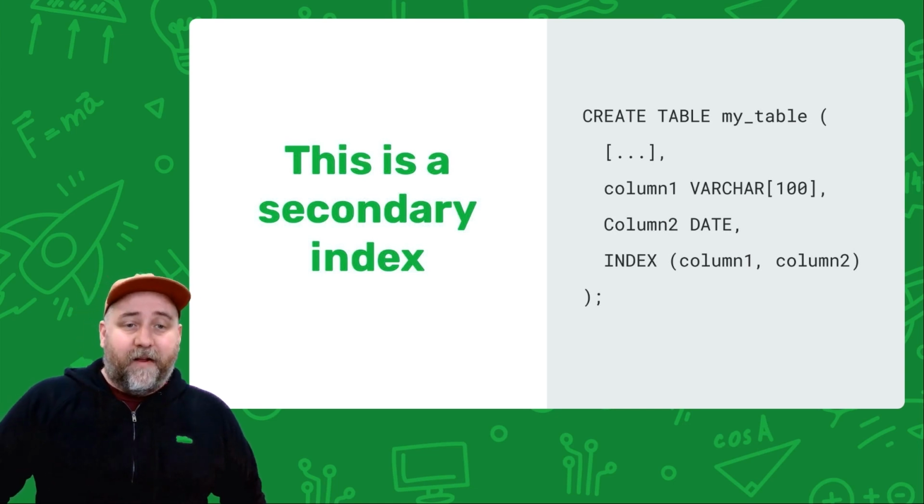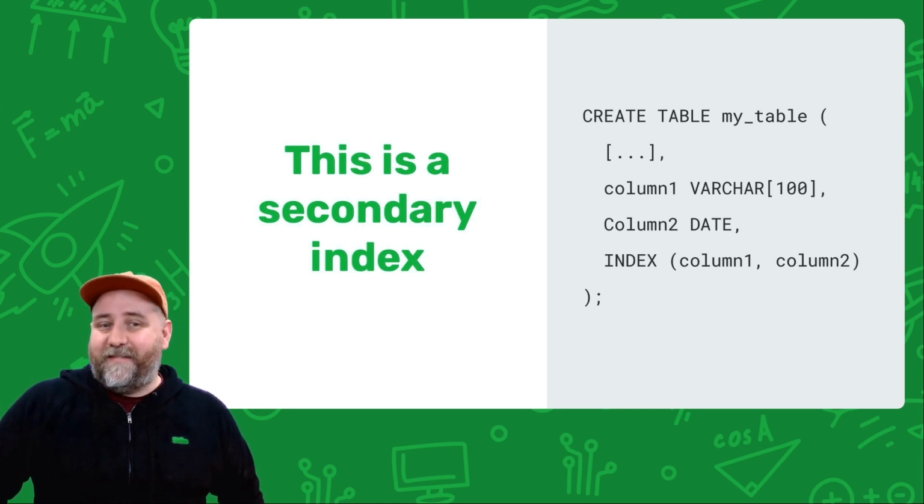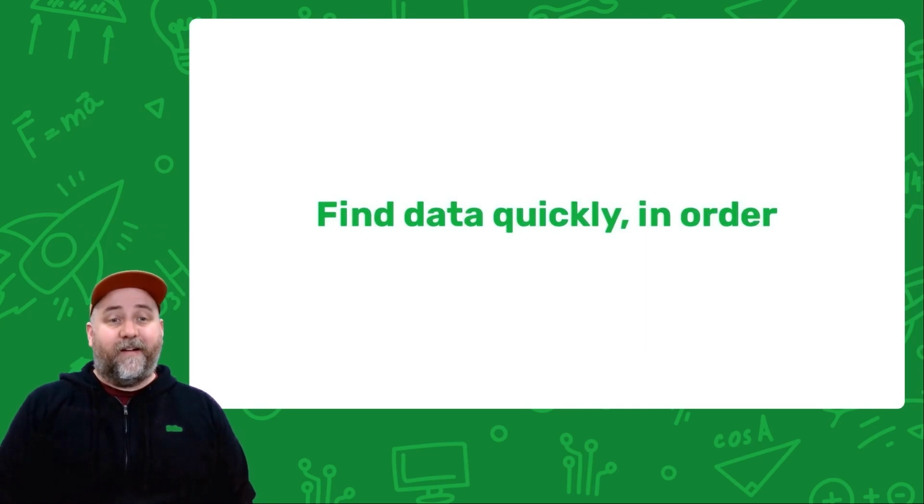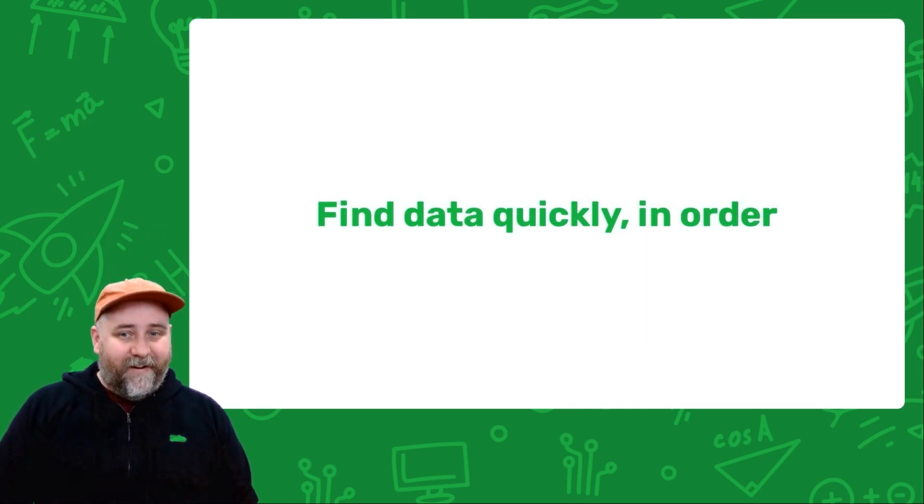Now, secondary doesn't mean it's worse than something else, but it does imply the existence of another type of index, which is the primary index. Again, you'll be familiar with this one. You define primary key. Here we defined it on an ID, which is an auto-incrementing integer. These are both constituted by B trees, and they work slightly differently, but they both have the same goal, and that is to find data quickly in order.